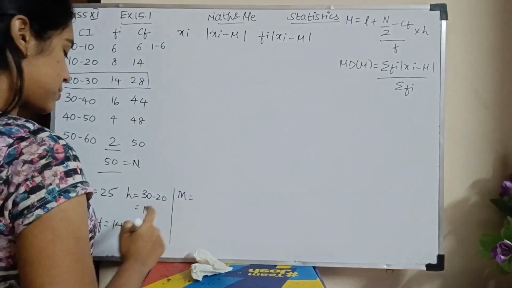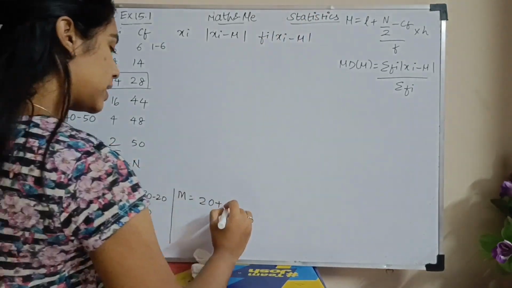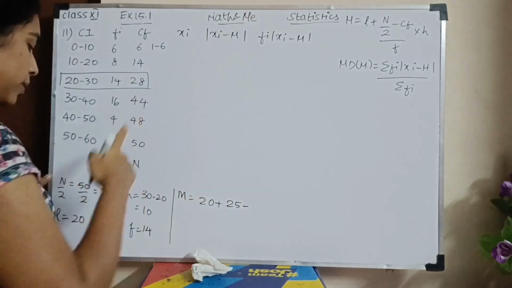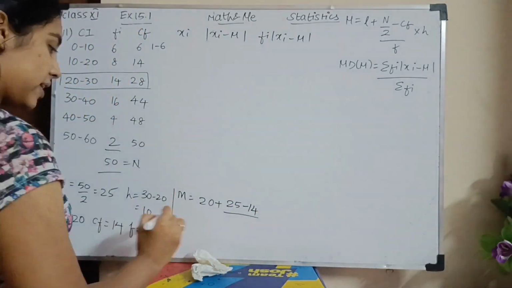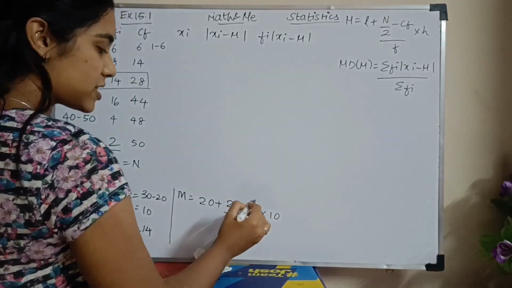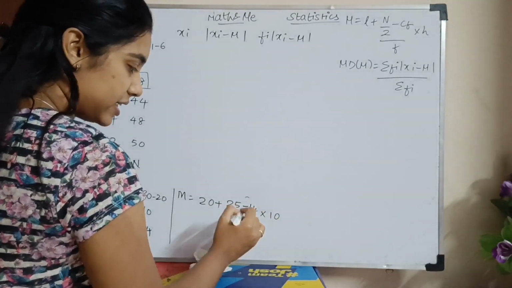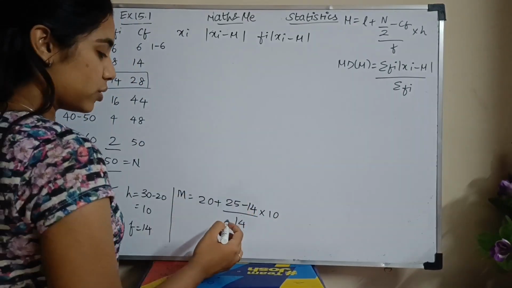Correct? So in the formula substitute L, which is 20, plus n by 2, which is 25, minus cumulative frequency, which is 14, divided by normal f, which is also 14, times h, which is 10. Now when you do this, first you have to subtract, divide, then multiply, then add. Okay, so this is the order. You should not directly add like this. Okay, so this is the order.